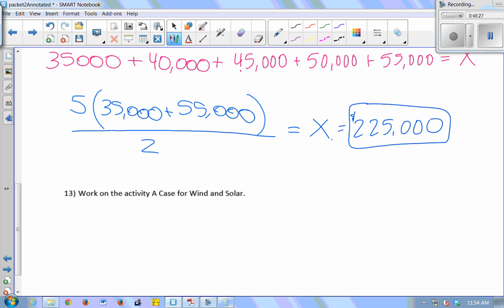So that's how you can add a long list of numbers quickly if they are related, where they increase by the same amount every time.